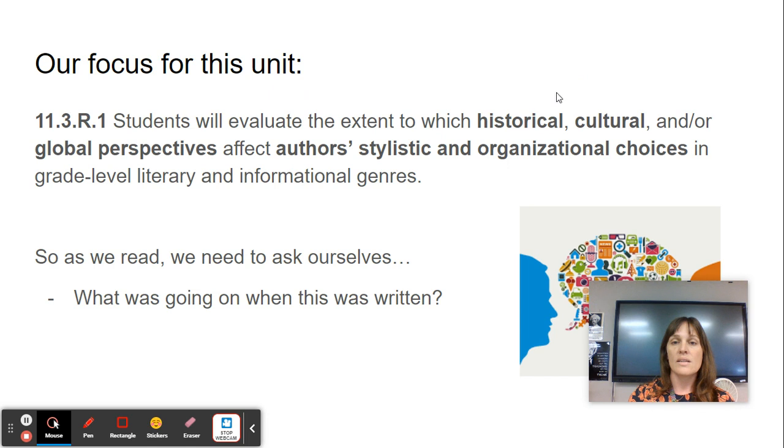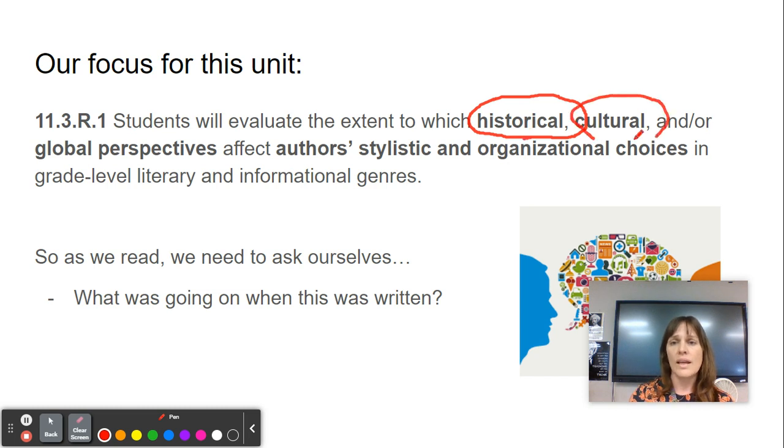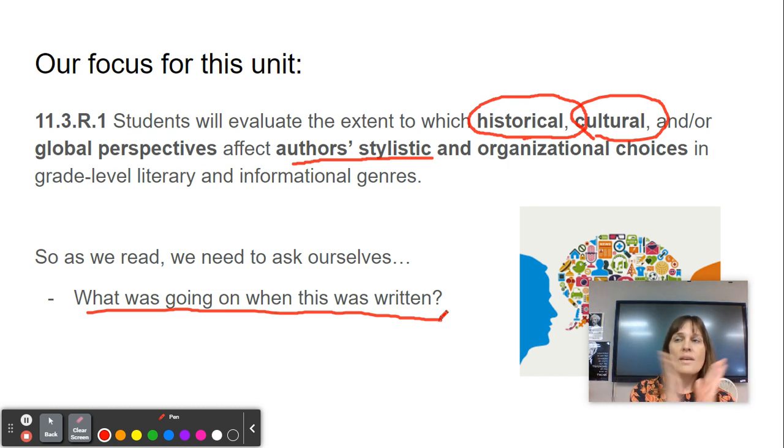But what we're looking at is thinking about what was going on historically and culturally that affected the author's choices. Like what was going on when this was written? Every book, or everything that anyone writes, has to do with what's going on in the author's life and what's going on around him or her, right? So that's what we're really thinking about. We're going to think about the different things that are going on in history.